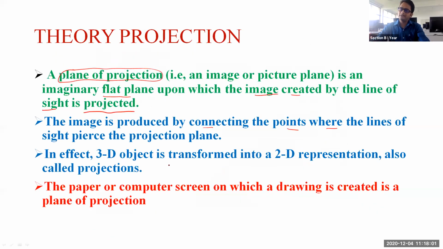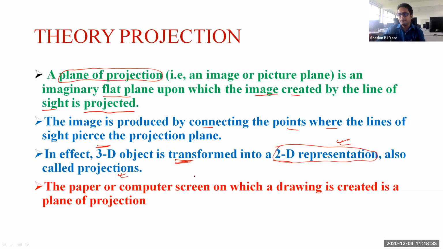In effect, the 3D object is transformed into a 2D representation. Keep this in your mind. In orthographic projection, what we are doing is transforming any 3D object into a 2D representation. This is also called your projection.